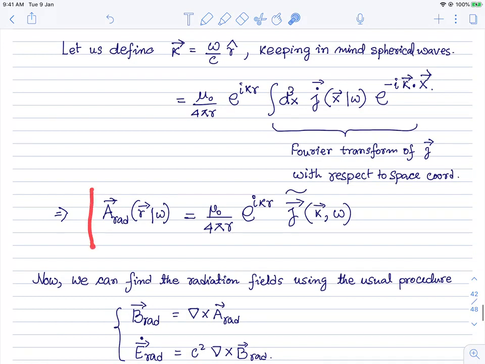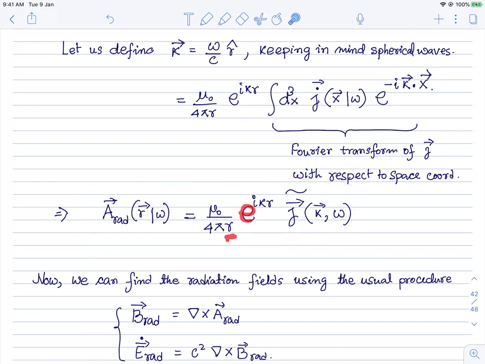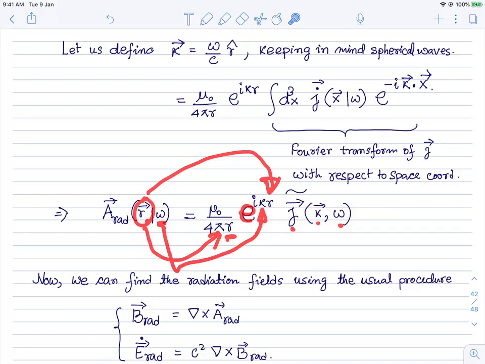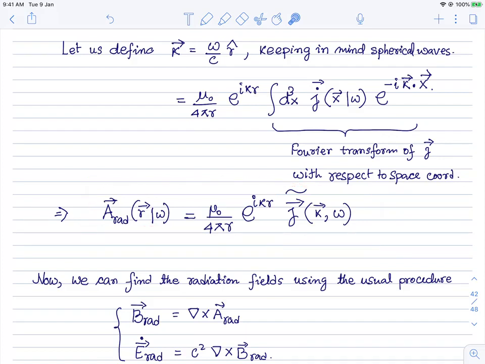So in Fourier space, this becomes a simple expression without involving any integrals. It's just e to the power i k r by r and j k of omega r. So you see, the r dependence is completely captured. The omega dependence is there in the k, and the omega dependence is there here as well. So this is like a partial Fourier transform, but this is like a full Fourier transform. That is the interesting part. In this way we can do the integral over space if we consider the Fourier transform.